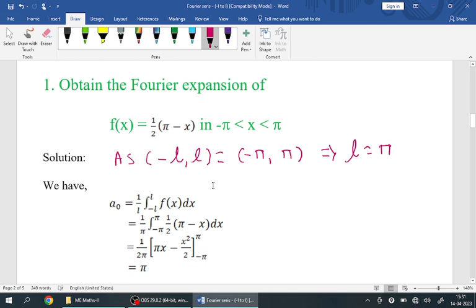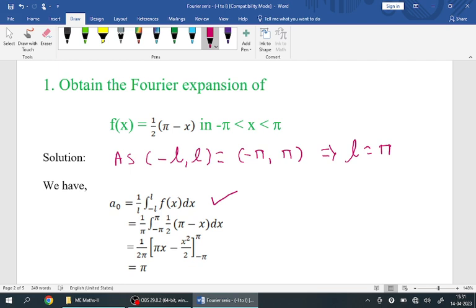Then you start with the formula. Always make a habit of writing this formula: a0 is 1 by L integration from minus L to L of f(x) dx. Next step, we replace the value of f(x) as 1 by 2 times (pi minus x). Now this pi minus x is neither even nor odd, because x is an odd function, but pi is an even function, as a constant function is even. Whenever both even and odd terms appear, we do not apply the results like 0 or 2 times 0 to L.